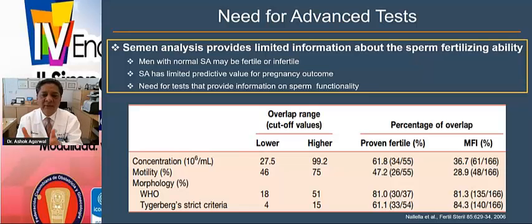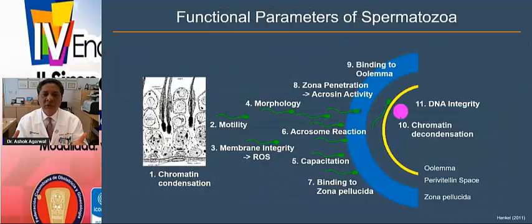The same thing goes for proven fertile men. They can have as many as 34% of patients which may be abnormal, if you look at the WHO cutoff value of 27.5%. At least so many patients can be having that, and the same thing goes for motility and morphology. There is a lot of overlap between the two populations of fertile and infertile men. So the semen analysis cannot really predict the fertility of an individual. And the same thing goes for the sperm morphology.